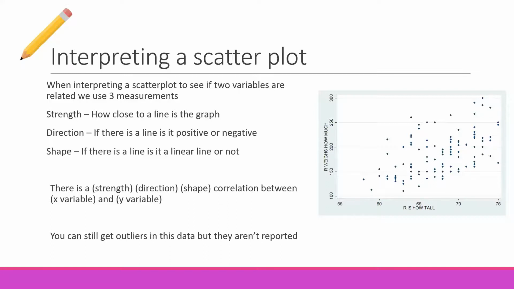Now, I've used the word straight line. I will be careful with that because ultimately it doesn't have to be a straight line to be a strong relationship. You can have a strong relationship or a strong correlation even though it's not a linear line. And I'll explain that in a second. Hold on a sec. I'm just going to quickly do something.